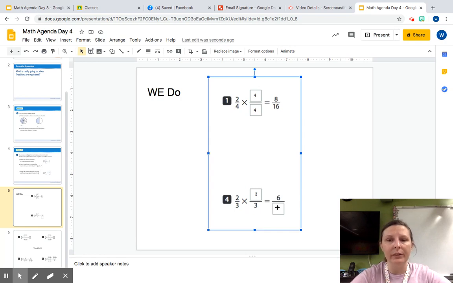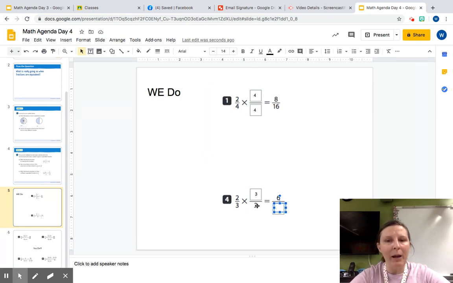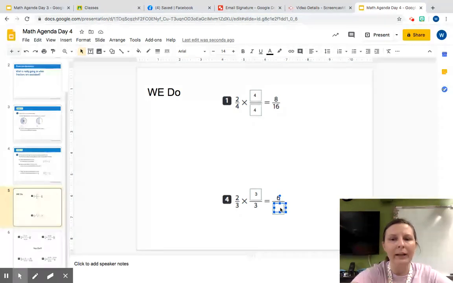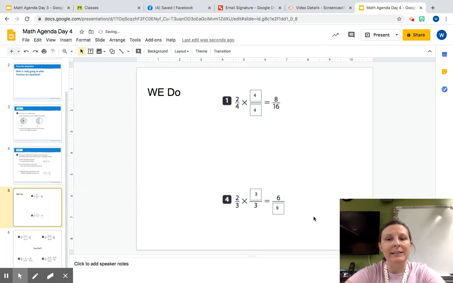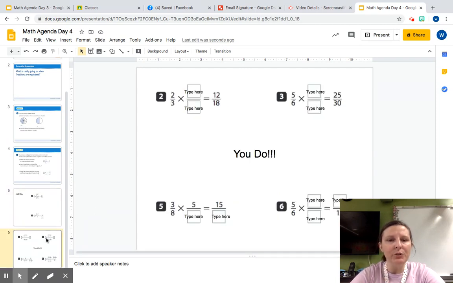So now let's look down here at the bottom. So I have my problem here, 3 times 3. I just need to fill in my answer. Well, I know that 3 times 3 is 9. Okay, 3 times 3 is 9. I know that. So now I have an equivalent fraction for 2/3. So I have 2/3 here. I multiplied times 3 for my numerator and my denominator, and I got an equivalent fraction of 6/9. Okay, so that's what you're going to be doing on your homework.